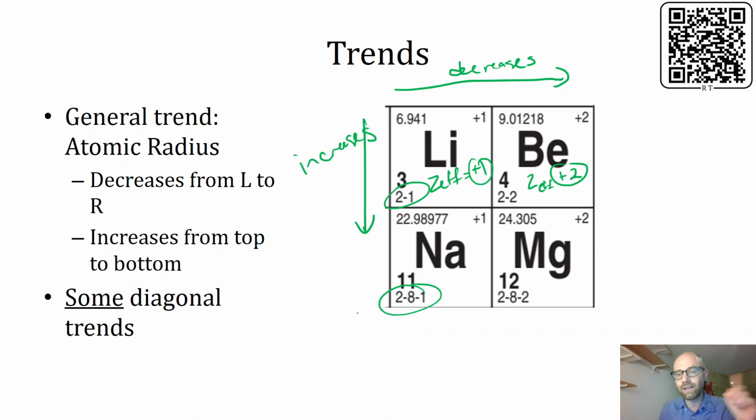Hypothetically, you could try and make some diagonal comparisons, but I'm going to say in certain directions it's a bad idea. Looking at, we could compare sodium to beryllium.